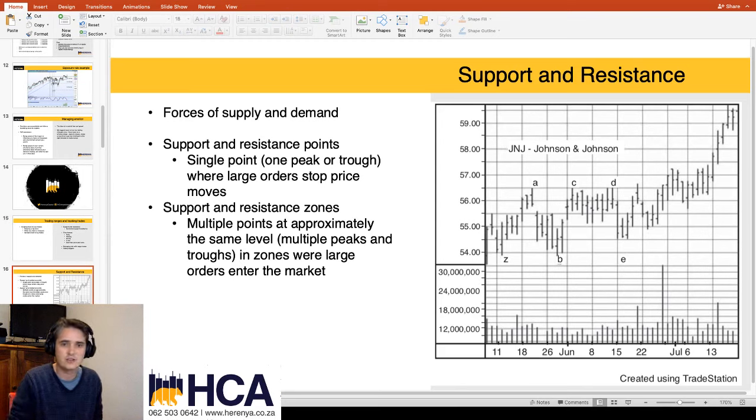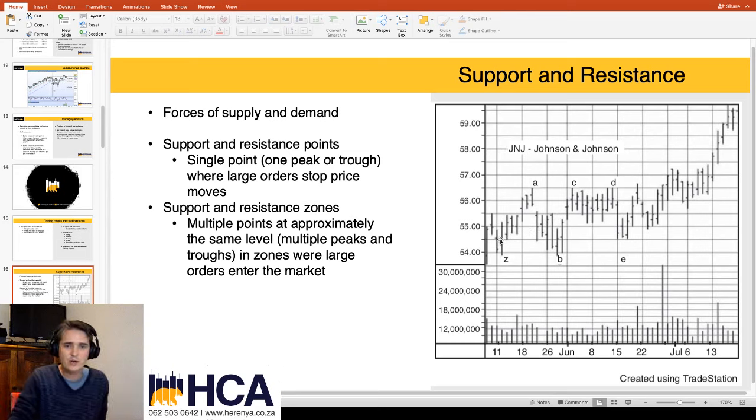Looking at the chart here that I have, this is Johnson & Johnson. It is an age-old chart, so it is no longer relevant in any way, shape or form other than to serve as an example. We can see here the support and resistance levels are marked Z, A, B, C, D, and E, right? Every time it reaches this area around the $54 mark, it finds a bit of support. At E, it was slightly higher. And when it comes up here around the 56.50 level, it finds resistance.